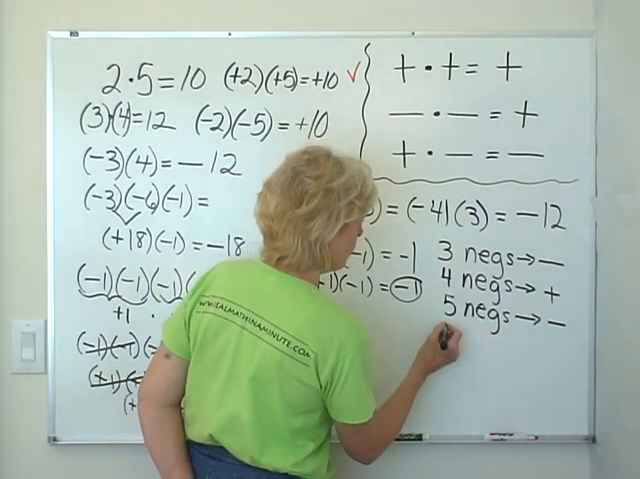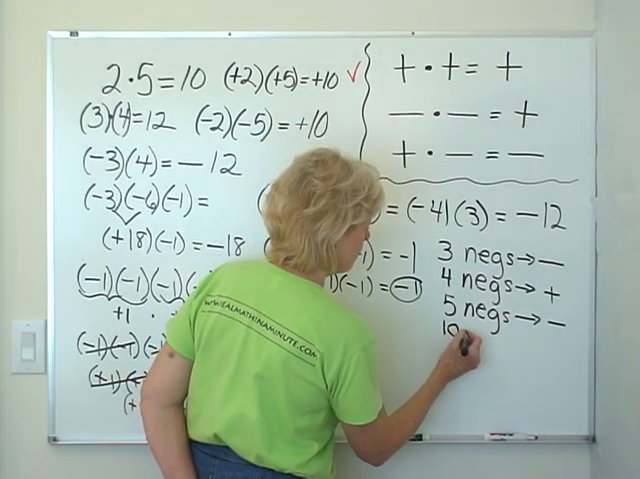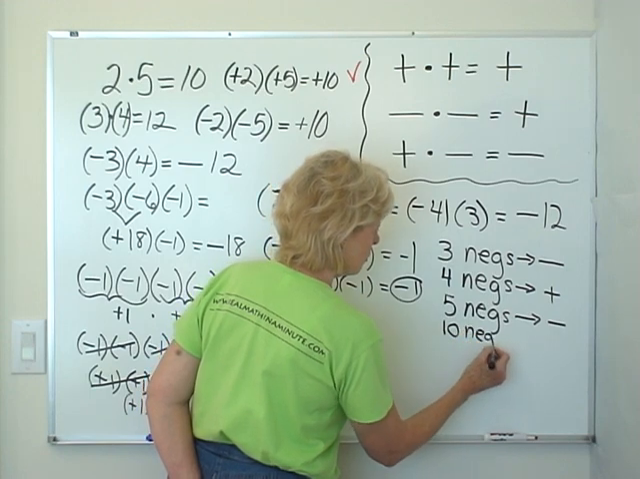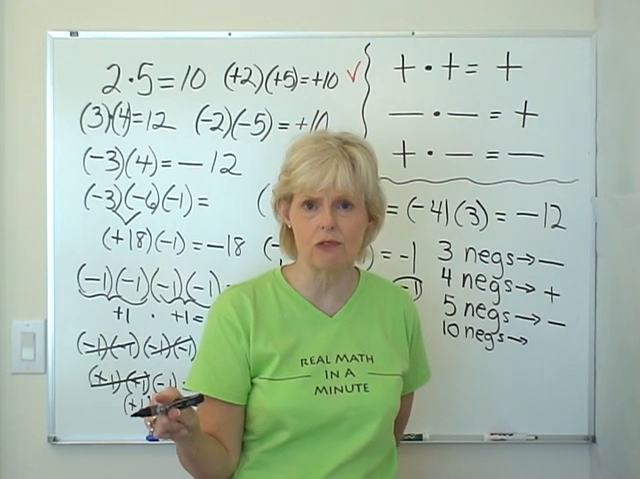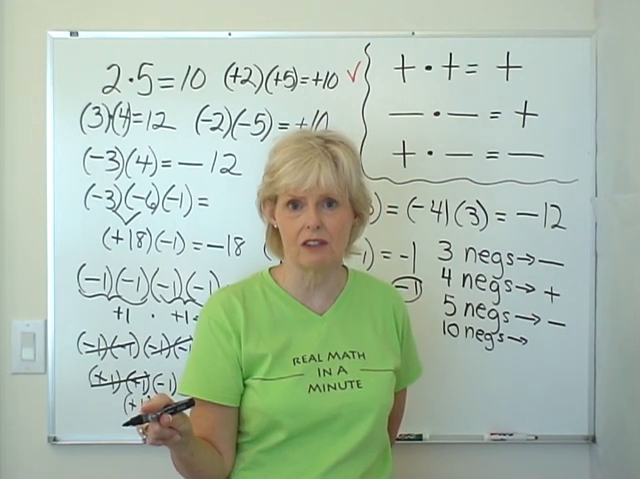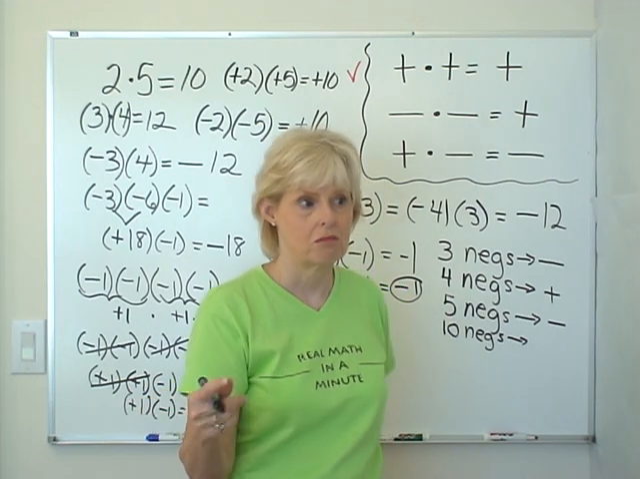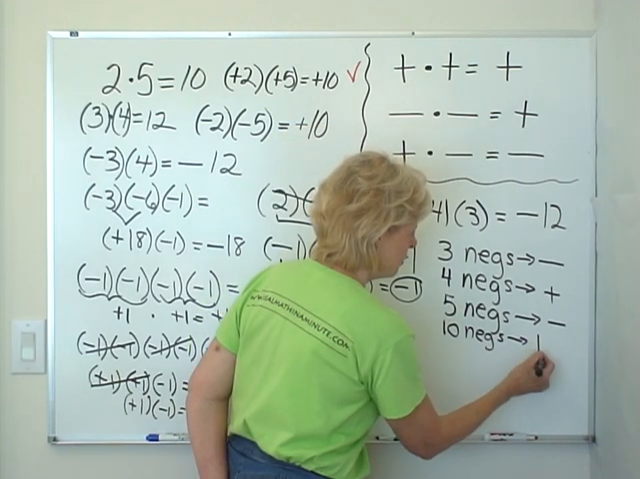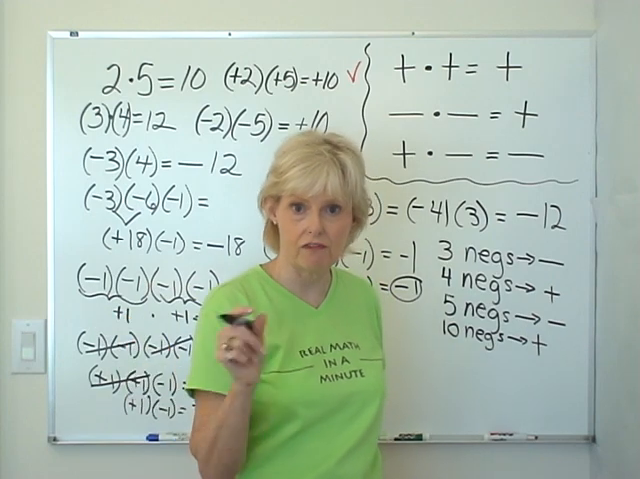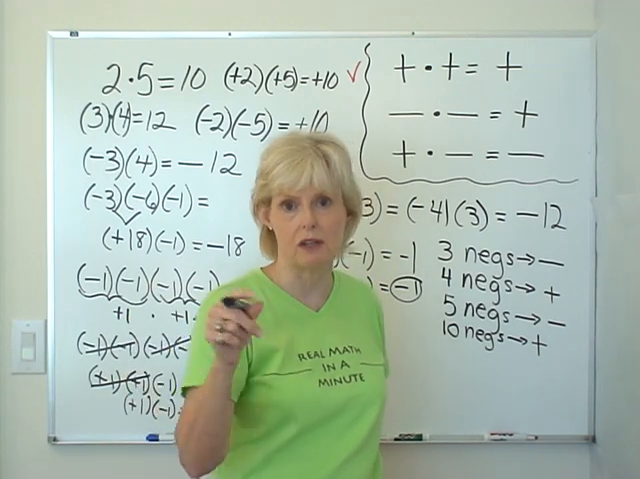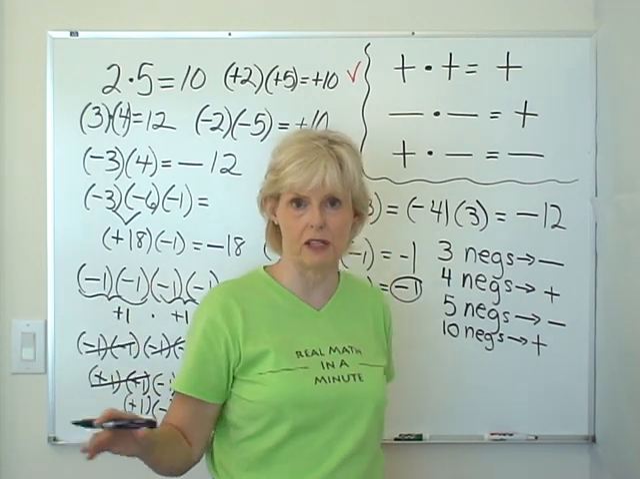Let's jump way down and say, what if I have 10 negatives? What sign do you think we would get if we multiplied 10 negatives together? 10 negatives. Positive, exactly. Because I've got pairs of 2 coming out. You've got 5 pairs of 2, and every pair is a positive, so it all turns positive.